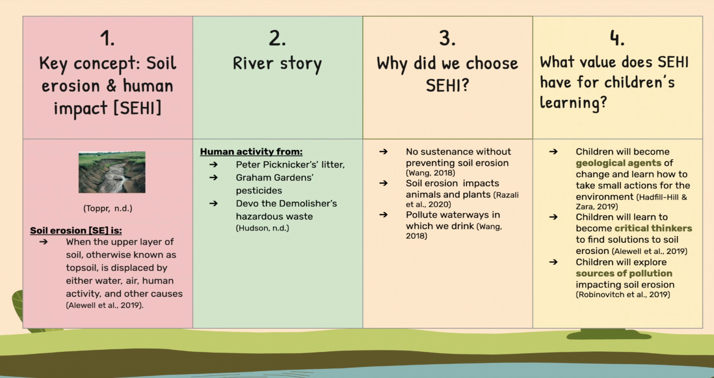So why do we choose this topic? Researchers such as Wang identified human activity from urbanization as one of the main threats to soil erosion, so we decided it was important to prevent this. For primary age students, soil erosion understandings mean children will have a chance to explore the relationship between earth sciences and human impact. This understanding leads to students becoming geological agents of change, learning to become critical thinkers, and considering everyday consequences of living with urbanism.